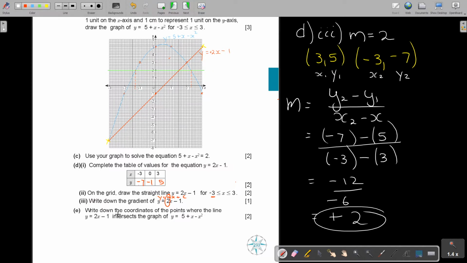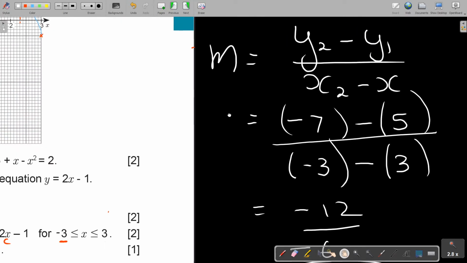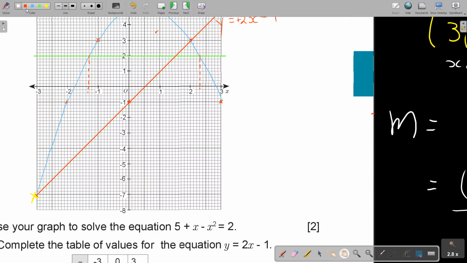And then write down the coordinates of the points where the line intersects the graph. Okay, so let's make it nice and big. And where does it intersect? Where does it cut? I see 2 points. I see here. Do you see? And I have to take another color. It's here and it's there. And if you write it down, I'm just going to make it smaller again.